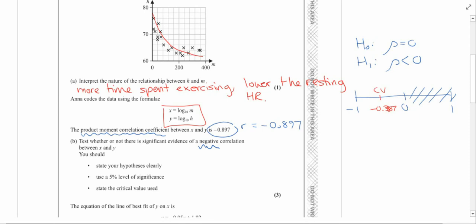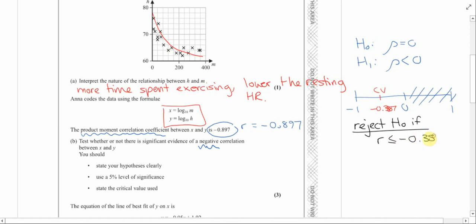So it's really important to write this line, which is reject H0 if our regression value is less than or equal to minus 0.3887. Critical value, critical region. So make sure you write it. All right, and what was our value? So our value was over here, our sample correlation value. So therefore, we are rejecting H0.